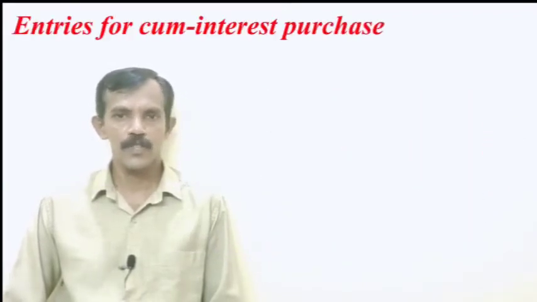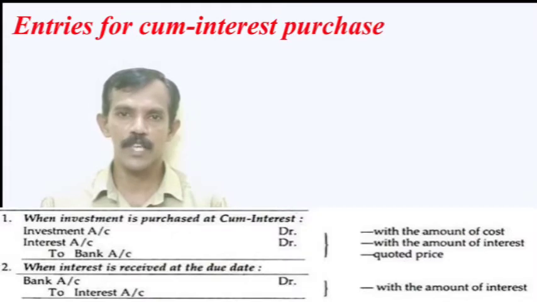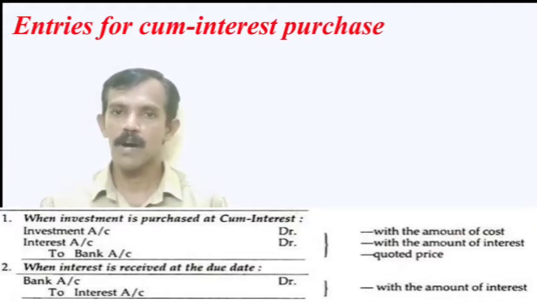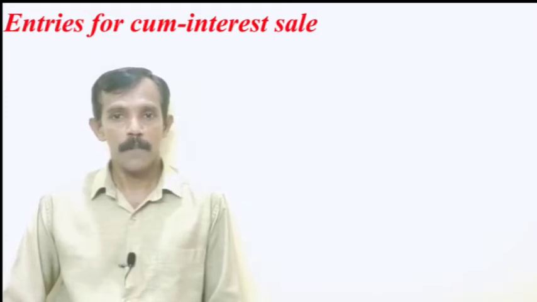Then journal entries for cum interest purchase. When investment is purchased at cum interest, journal entry: investment account debit with the amount of cost, interest account debit with the amount of interest, to bank account the quoted price. When interest is received at the due date, journal entry: bank account debit to interest account with the amount of interest.